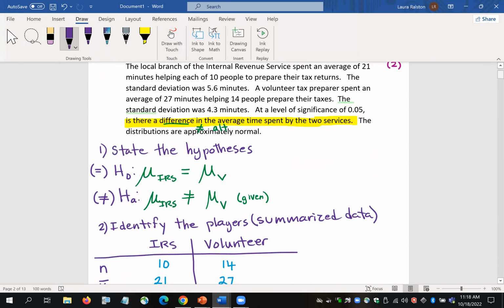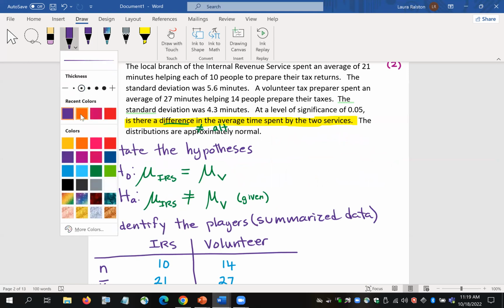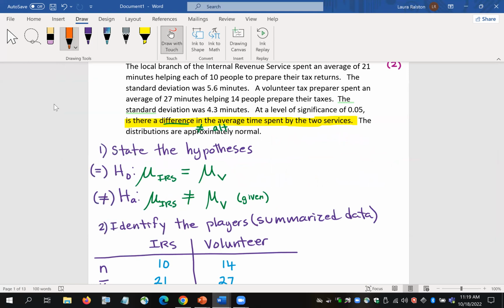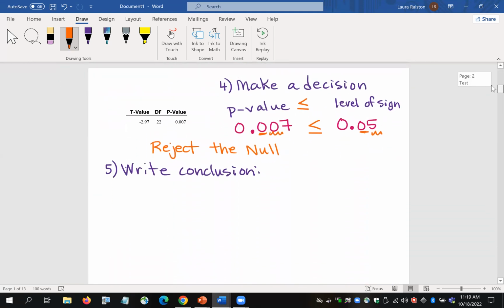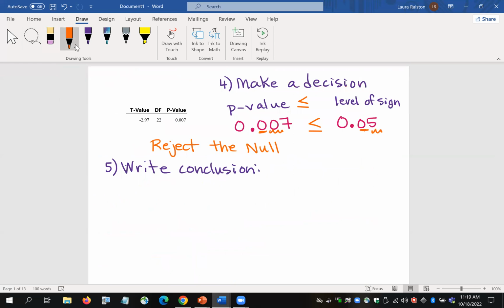Okay, so if I go back up here and I think through what this means, we concluded that we're going to reject the null, which means the null is false or invalid. Therefore, the alternative is valid or true. So in this case, what we have proved or verified is that there is a difference in the average time. Okay, so we would write, remember, your conclusion must include your level of significance.